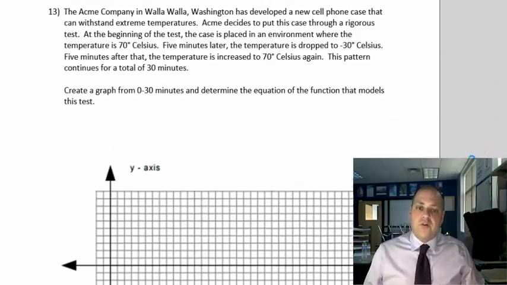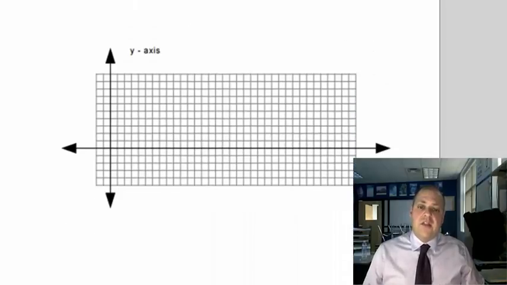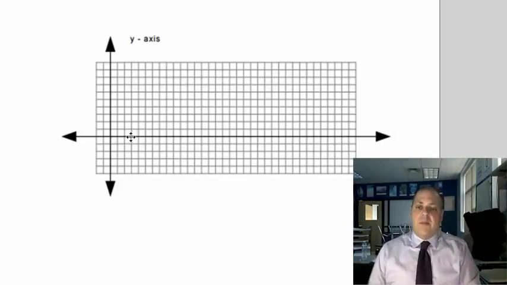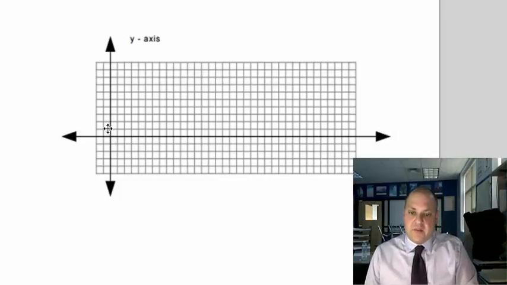So we know what's going on here. We're going from 70 to negative 30. That's going to be our max and our min. So I'm going to have to go by tens here, right? This is going to be 10, 20, 30, 40, 50, 60, 70. I'm just going to label 70, and they're each 10. You don't have to label every single one. And this is going to be negative 10, negative 20, negative 30. Negative 30 right there. All right?